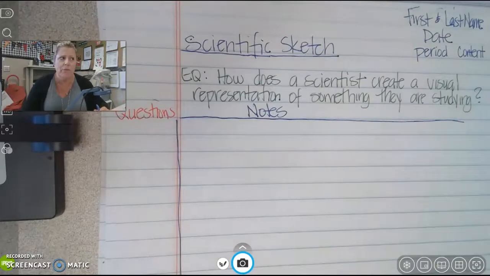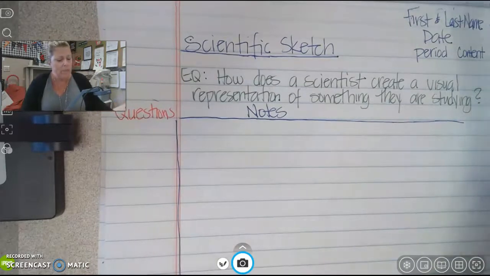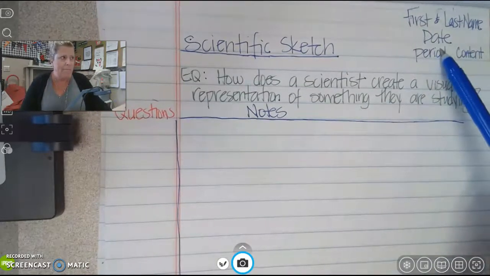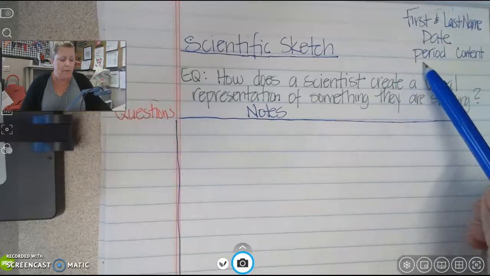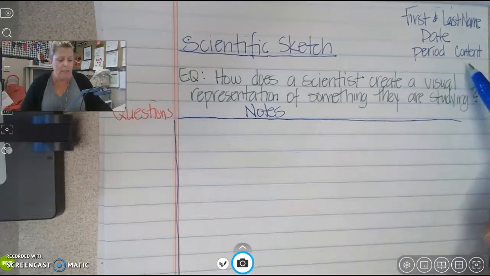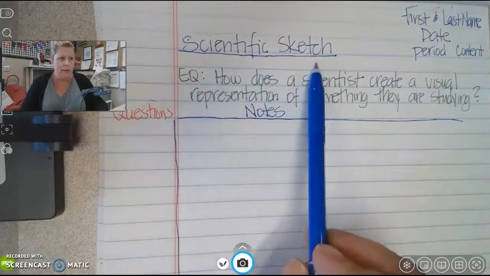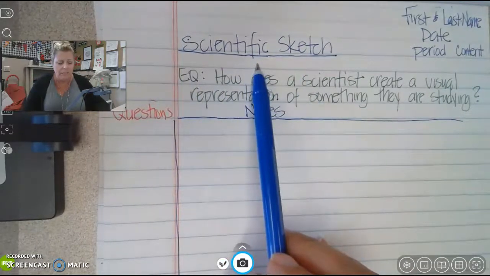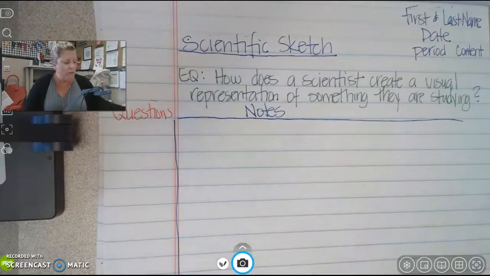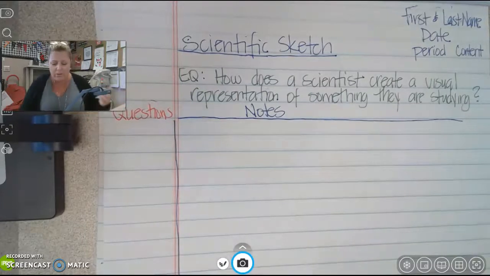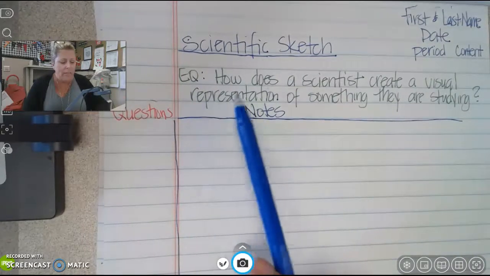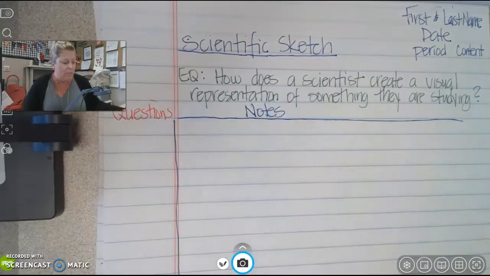So I just want to review with you how to set up your notebook paper. First and last name, the date, the period, either 3 or 6, and then science. And then you have a heading or a topic, scientific sketch. And then your essential question. I always do the essential question in another color just because I want it to stand out. How does a scientist create a visual representation of something they are studying?